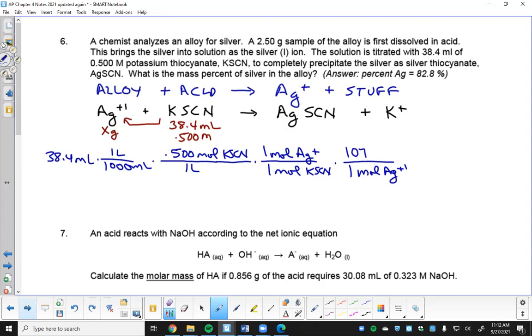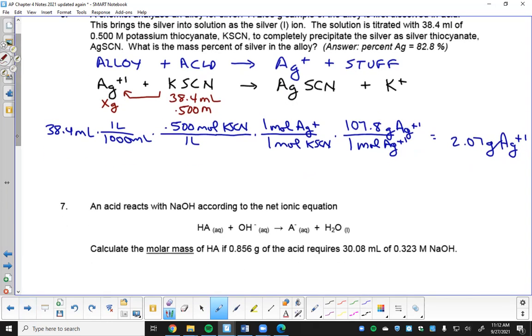Pretty much all the mass of an atom comes from its protons and its neutrons, and the electrons are a negligible amount of the mass. So I'm going to use the molar mass of silver. It comes out to be 2.07 grams.